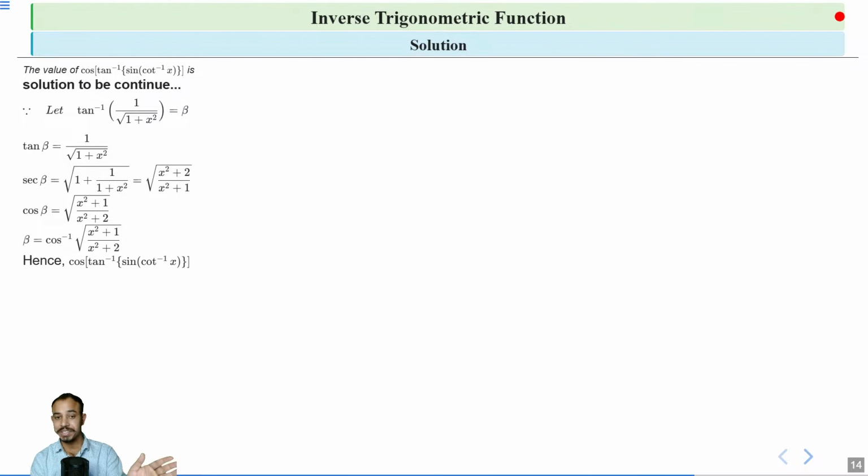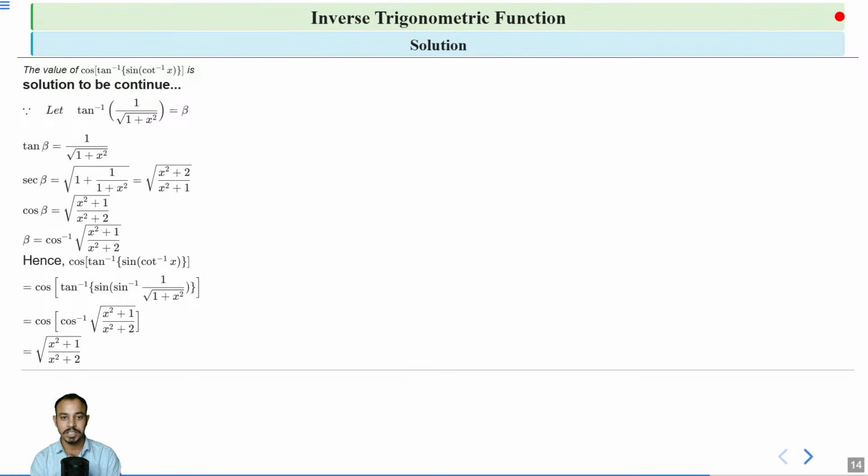Hence cos of tan inverse of sine of cot inverse x is equal to cos of tan inverse of sine inverse of 1 by square root of 1 plus x square. This is equal to cos of cos inverse of square root of (x square plus 1) by (x square plus 2). And here square root of (x square plus 1) by (x square plus 2) belongs in the interval minus 1 to 1. So cos of cos inverse of square root of (x square plus 1) by (x square plus 2) is equal to square root of (x square plus 1) divided by (x square plus 2). Okay, and this is our final answer.